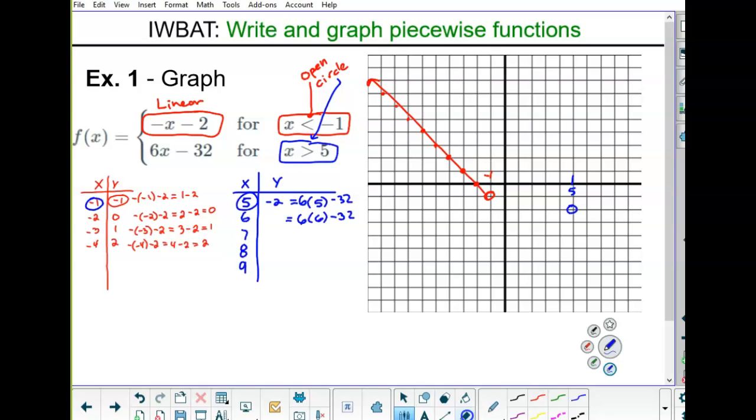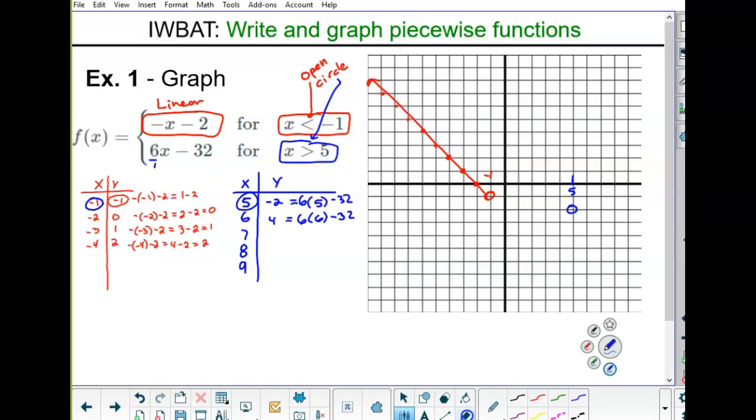Now again, if you realize the slope here is 6 over 1, and you know one of the points, you can go up 6 over 1, up 6 over 1, and keep going. But here we got 30. Excuse me. Okay. 36 minus 32 is 4.